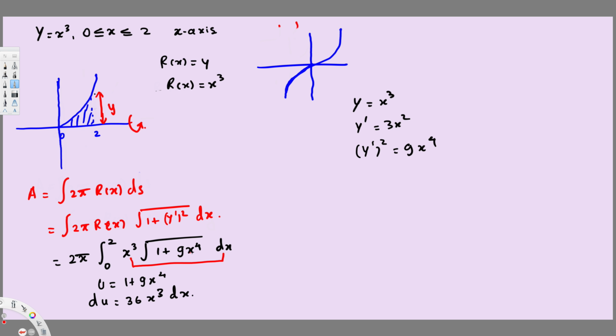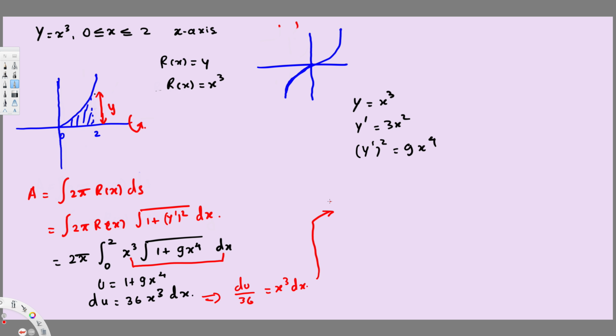So we know that this part is u already. We have to write this one in terms of u. So let's rearrange this one. So here we can write du by 36 is equal to x cube dx. Right, now we can go ahead and write everything in terms of u.